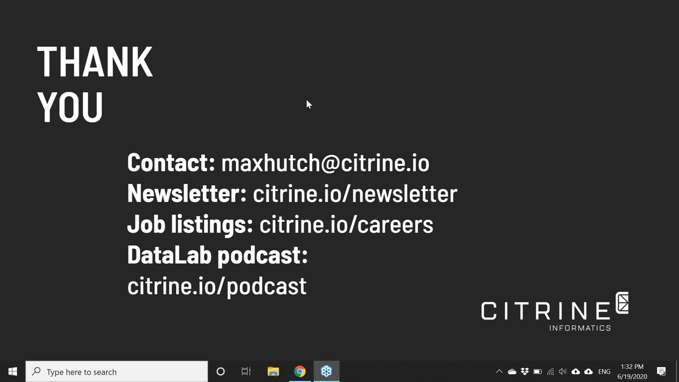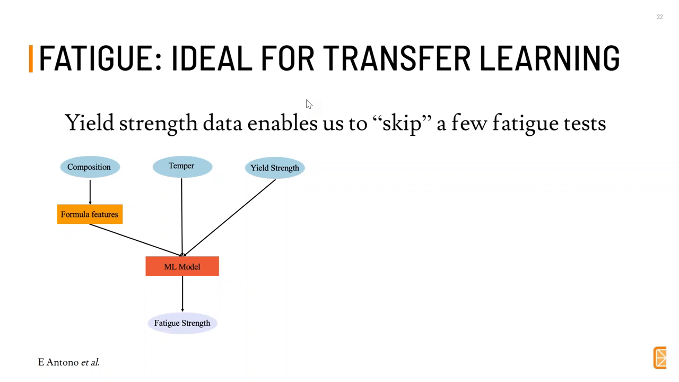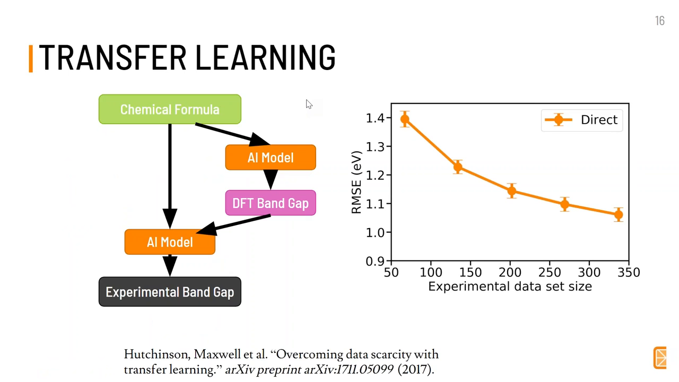I'm not able to see who asked this question, but for the transfer learning band gap problem, how are you doing the transfer learning? Are you using the DFT band gap model as an initialization for the experimental band gap model?